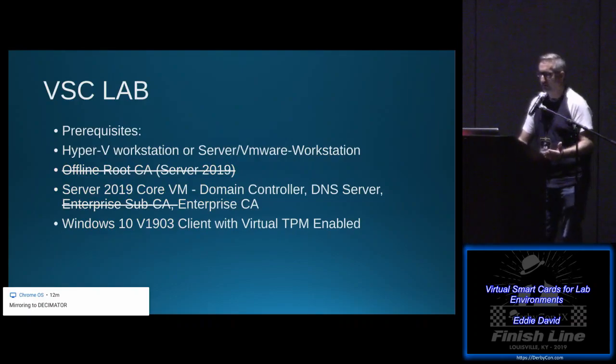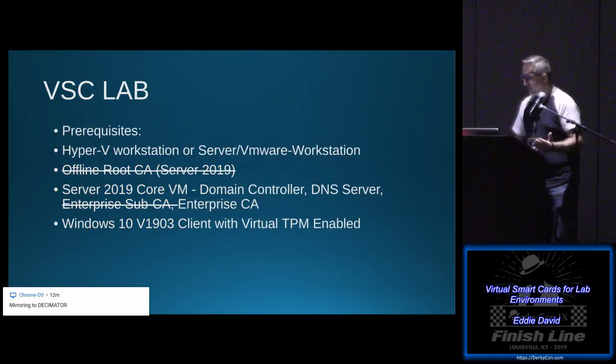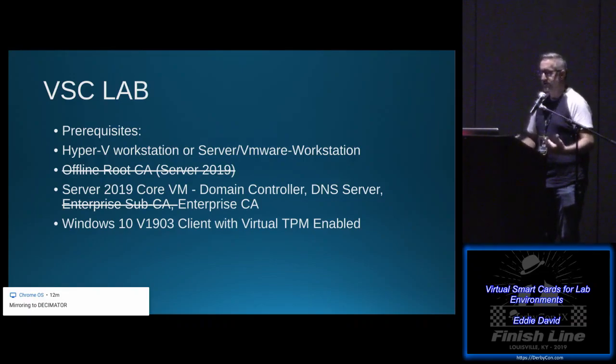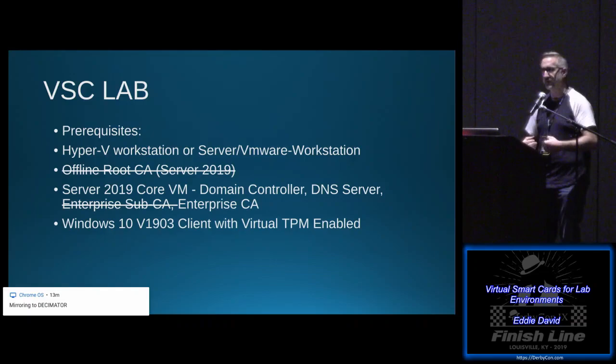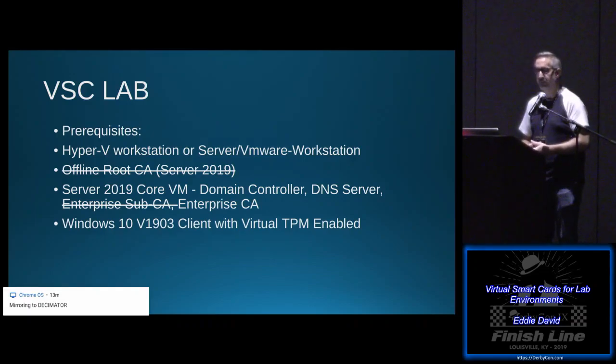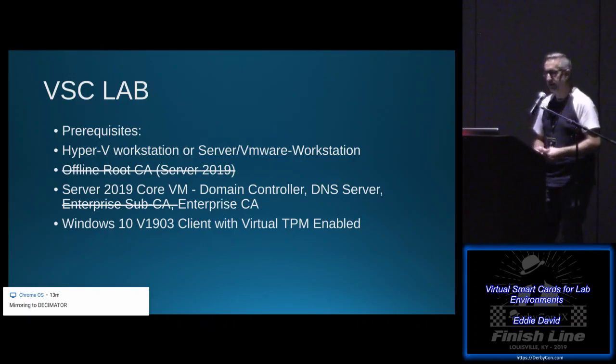So just a couple of prerequisites here. This works on not only Hyper-V Workstation, it also works on VMware Workstation. I crossed out a few things because this is normally how I would deploy an Active Directory Certificate Services environment. I'd have an offline root CA, an enterprise sub CA, and then an online enterprise CA. It's very important if you're doing this beyond a lab to have an offline root CA. It's going to prevent any type of compromise, or at least it's going to be a lot harder to compromise a root certificate authority when it's completely offline, segregated from your network.